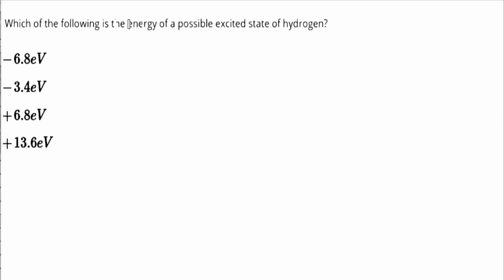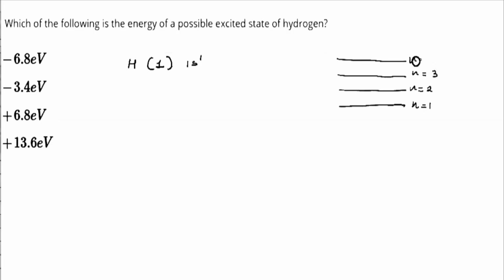Which of the following is the energy of a possible excited state of hydrogen? Excited state of hydrogen. Hydrogen, atomic number 1, and the electronic configuration is 1s1. As we look at the different energy levels which exist for an atom, we have the very first energy level, that's the ground state, which has a value of n equal to 1. Then we have the next, wherein n is equal to 2. Then next, n is equal to 3, 4, 5, and so on.